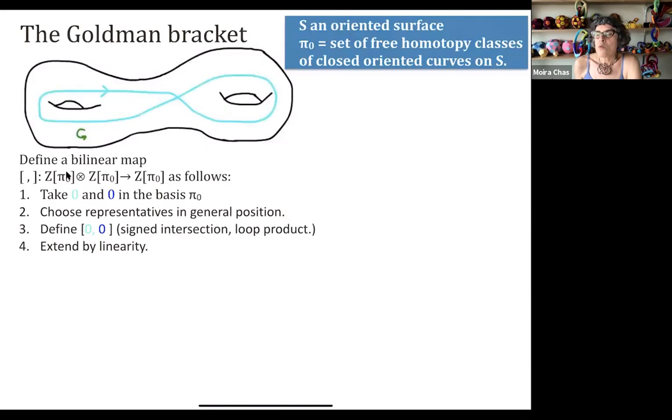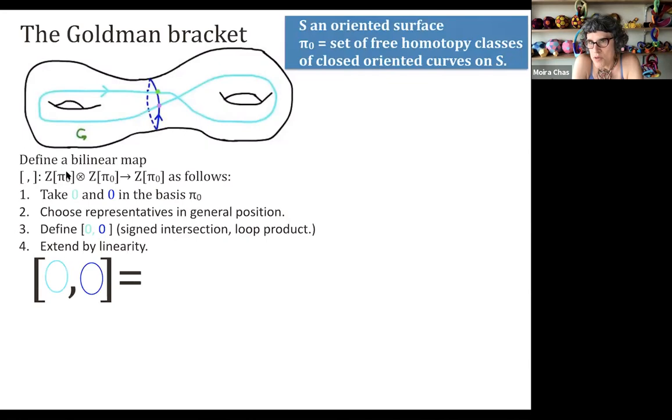Here I have one representative of one class and one representative of another class, and they have two intersection points. I mark them there. I'm going to define one term for each intersection point. And this is a moment where you could object, because if you give me two random curves on a surface, maybe they intersect in uncountably many points. So how am I going to define it? Well, I'm going to prohibit that situation. I'm going to choose two representatives that intersect in transversal double points.